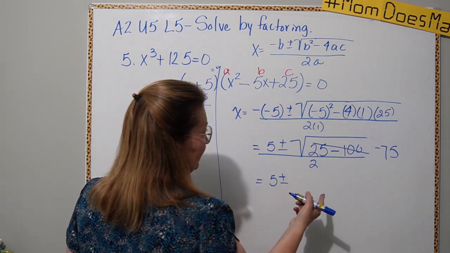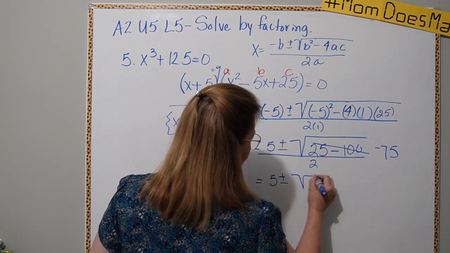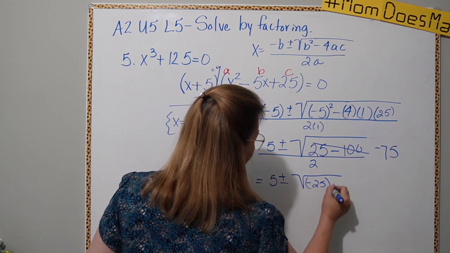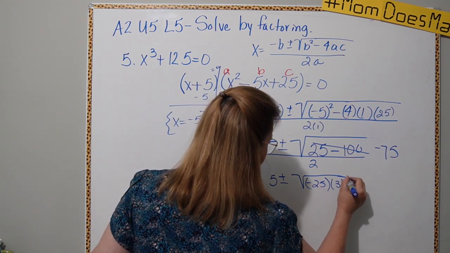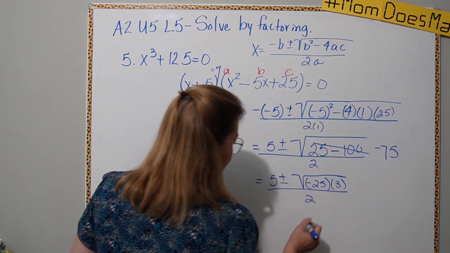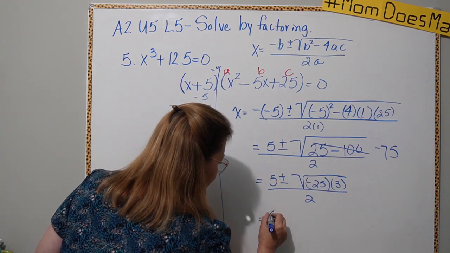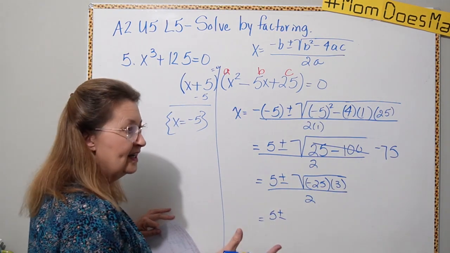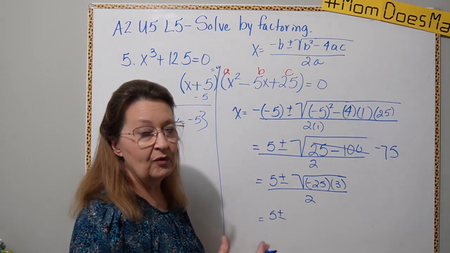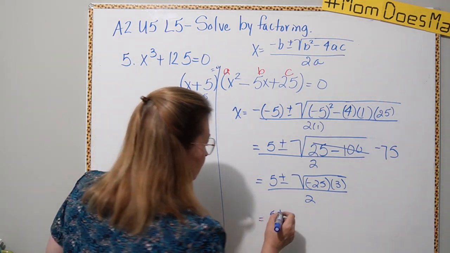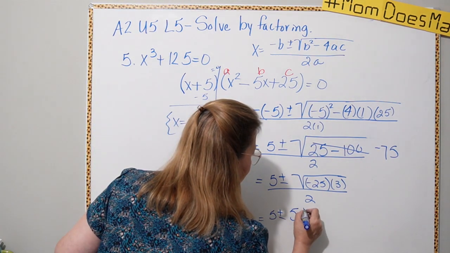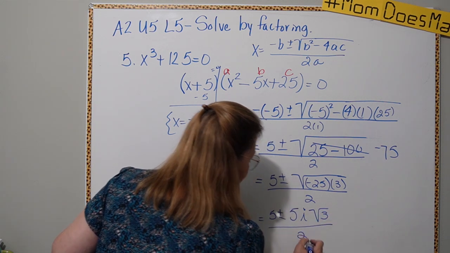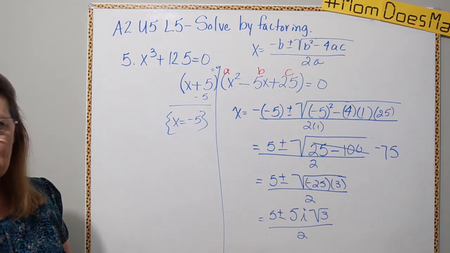So how could I split that up? What is a perfect square? Well, 25, so I can split this up into negative 25 times 3, all over 2, plus or minus. Now, what's the square root of negative 25? Since it's a negative, you're going to pull out the i, and what's the square root of 25? 5. So you're going to have 5i. Your 3 has to stay under there, and it's over 2. Now, see, that was not so bad.